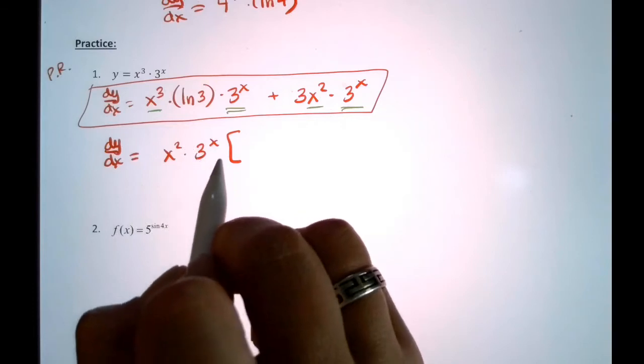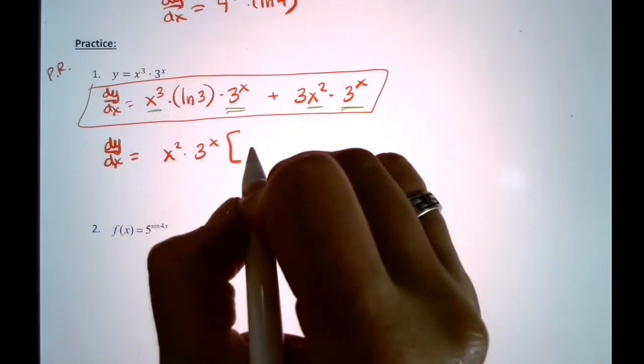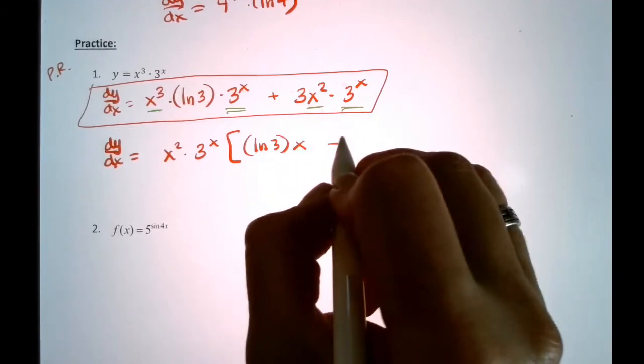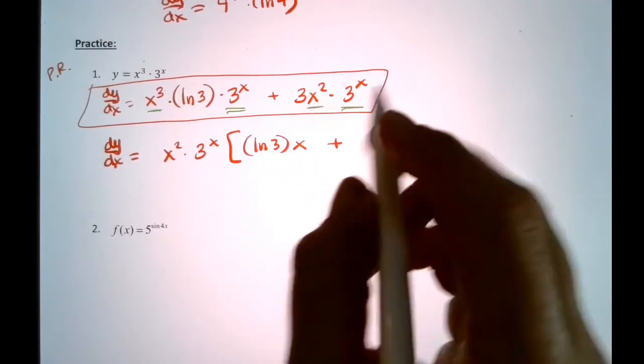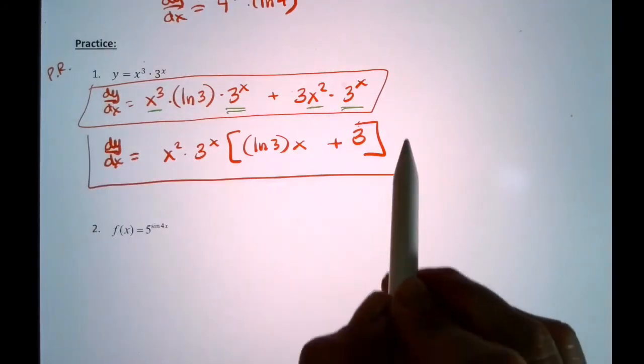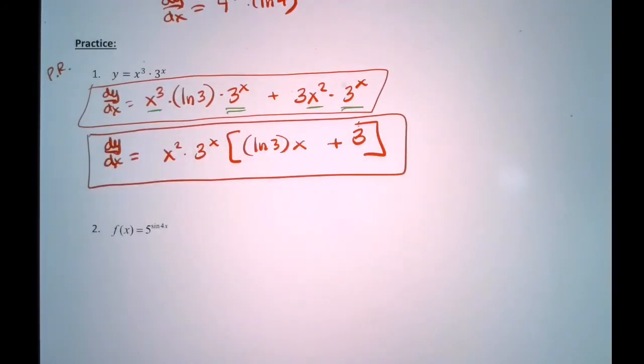What that would leave us with here is an extra x and a natural log of 3. And on the other side of the plus sign, that would only leave us with a 3. So these are both perfectly lovely answers. I just figured I'd show both of them to you.